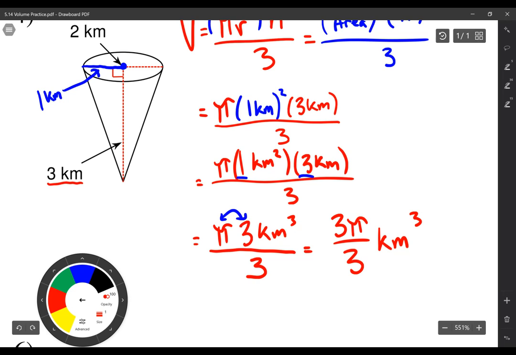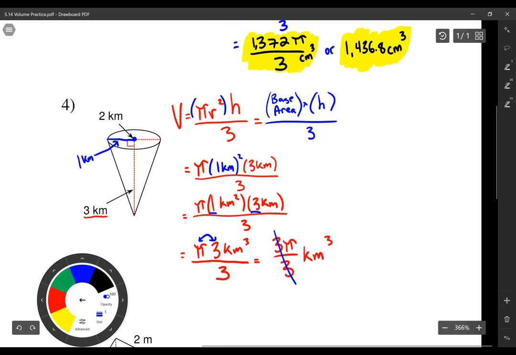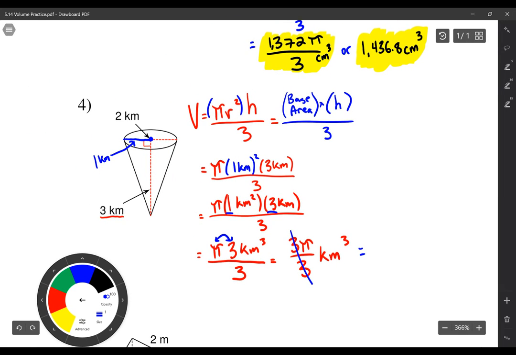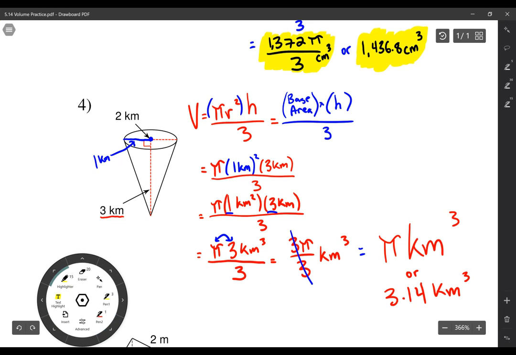So now we can even simplify this further. We can cancel out those 3's, and our final answer becomes pi kilometers cubed. So we actually just have an answer of pi, or around 3.14 kilometers cubed. And that is our final answer for number 4.